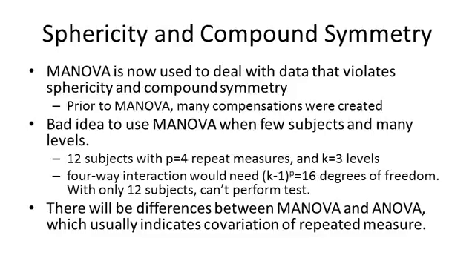So let's say you have 12 subjects and you have 4 repeated measures, like beginning of the week, middle 2 days of the week, and end of the week, and you have 3 levels, like trying out 3 different formulas. This 4-way interaction would need (k-1)^p degrees of freedom. In this case, it's going to be 16. With only 12 subjects, you can't actually perform this test. So you actually have to rely on ANOVA in this case. There will be differences between MANCOVA and ANOVA, which usually indicates that there is covariation of the repeated measure.